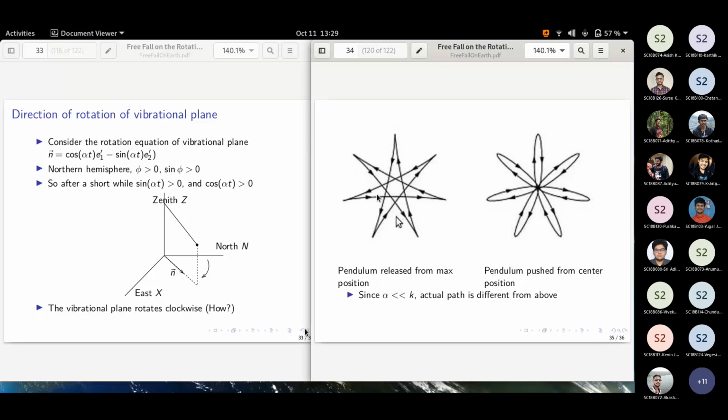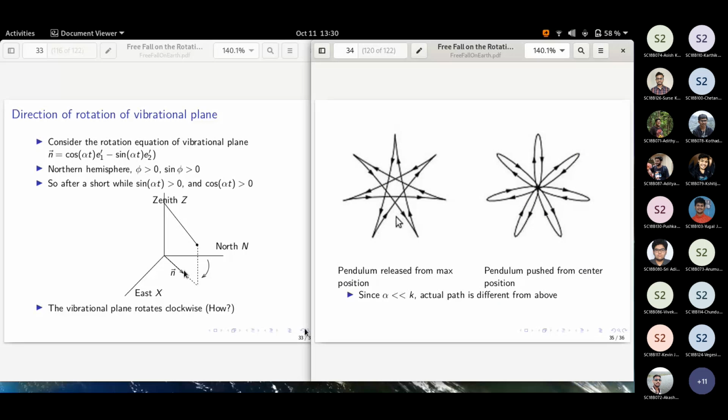So on the left hand side, it never passes through the center. And on the right hand side, it always passes through the center when you push it from the center. On the left hand side, you are releasing it from the maximum position. Of course, there are many other assumptions we have made.